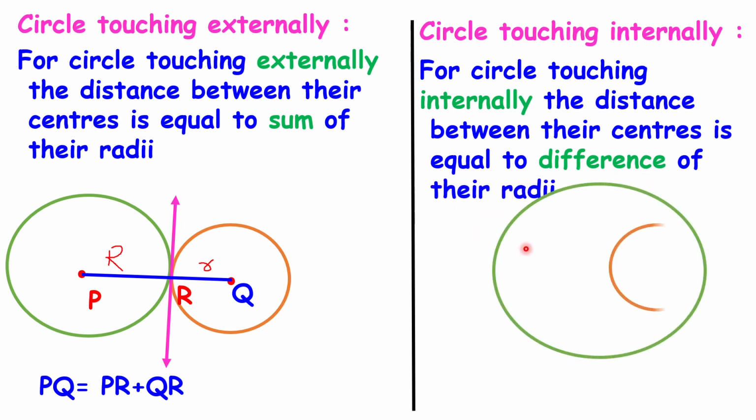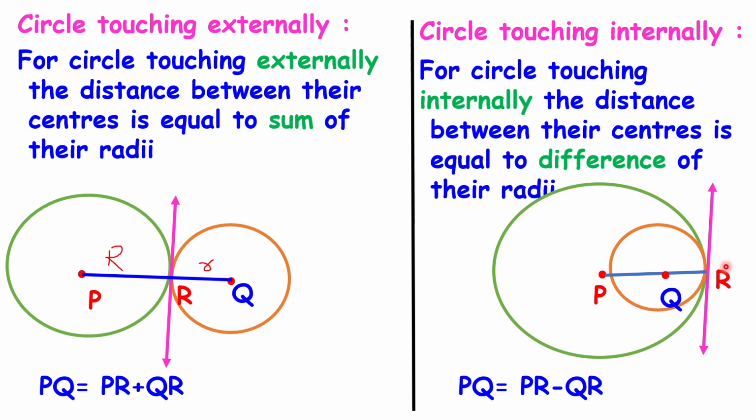In this figure, the circle with center P and the circle with center Q touch each other at point R and their centers are on one side of the common tangent. Therefore, center P, center Q and the common point of contact are collinear. In this case, the center of the smaller circle is between the points P and R. Therefore, Q is between P and R. Therefore, the betweenness property P-Q-R occurs. Therefore, the longest distance PR is equal to PQ plus QR. That means PQ is equal to PR minus QR.